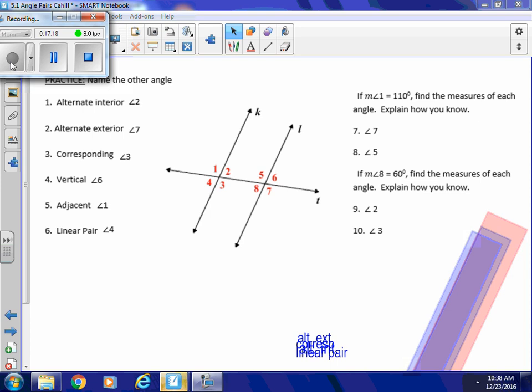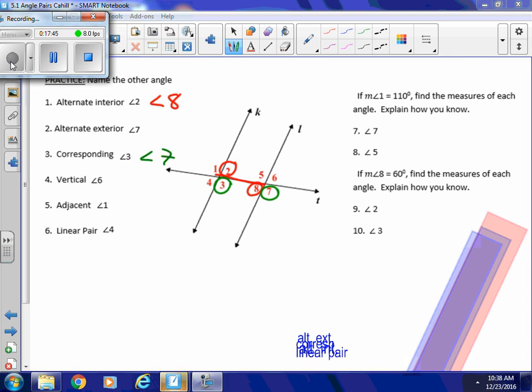Okay, now you can compare your answers to mine. Alternate interior to angle 2 would be angle 8. They're on the inside and they're on opposite sides of the transversal. Corresponding to angle 3 in the same location would be angle 7. Of course, I just skipped one. I want alternate exterior to angle 7. So I'll circle angle 7 in blue. Who's on the opposite side of my transversal and also exterior? That would be angle 1.